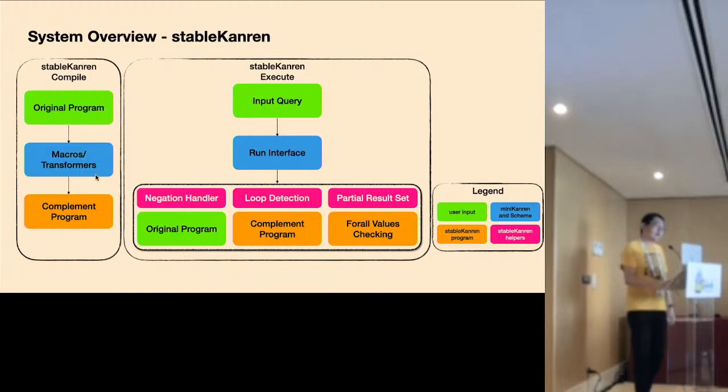So we have the macro and the transformer. It will create a complement program for the negative goals. And we combine the negative goal with the original goal together with some for-all values, like I have mentioned. We need to check the variables, the domain, and compute everything there. With some negation handler, loop detection, and partial result set, the whole thing becomes our stableKanren.